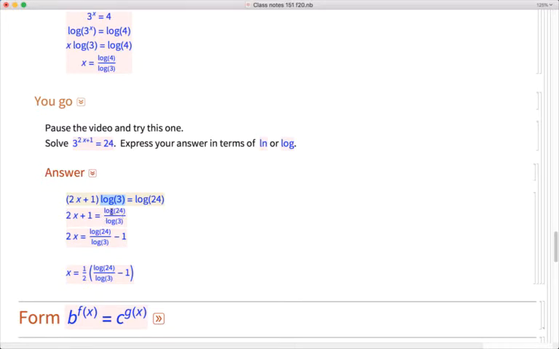Complication, this constant is getting kind of complicated. We have to subtract the 1 over, and there's no simplification. This, as tempting as it might be, does not simplify to log of 8, so you have to leave it that way. And the last step is to divide through by 2.